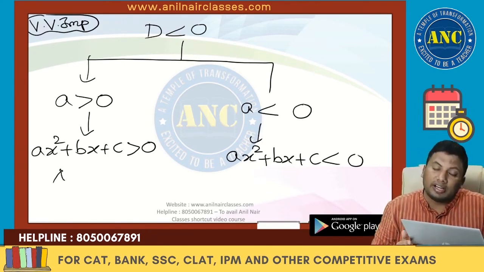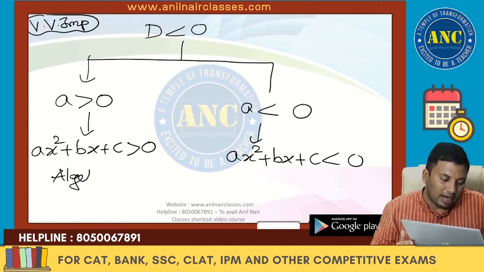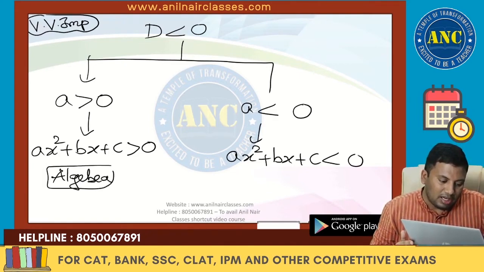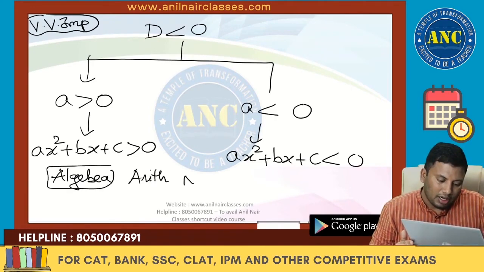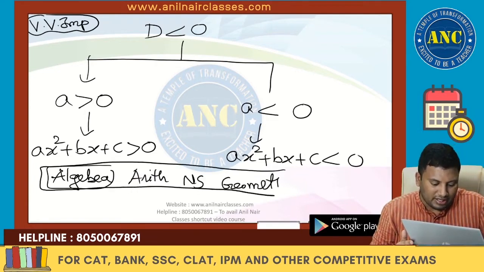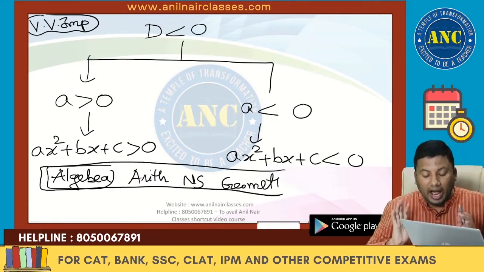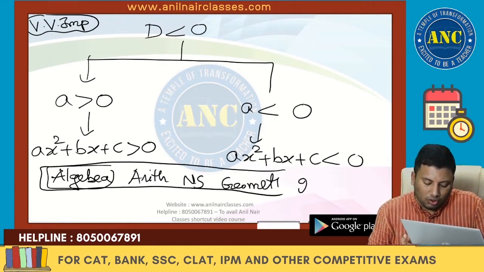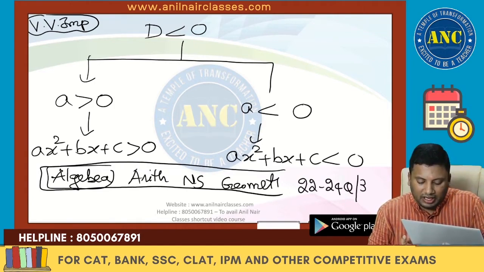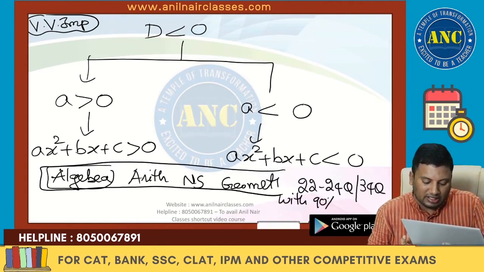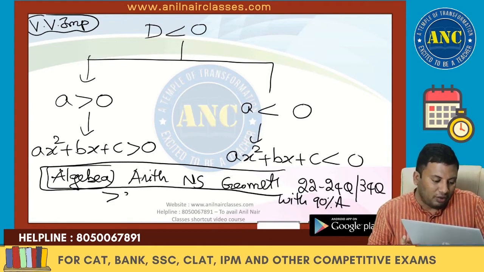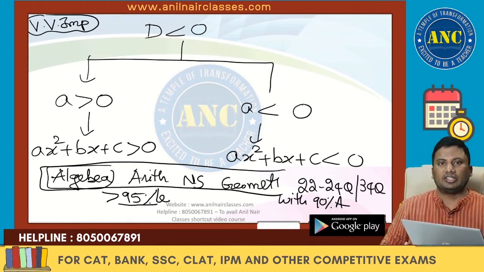I told this in the CAT previous strategy video. Algebra, arithmetic, number system, geometry. These 4 topics, if you are damn good in them and you can solve close to 22 to 24 questions out of 34 questions with 90% accuracy, you will definitely get greater than 95 percentile in the CAT examination.